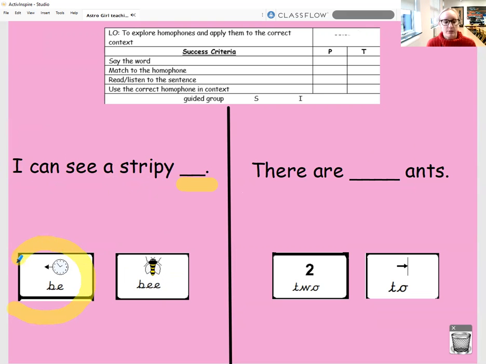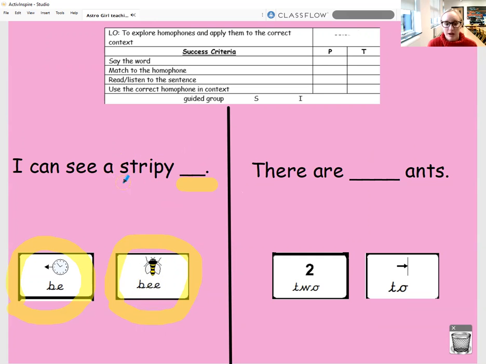Here I've got the verb to be. Or I could use bee as in a buzzy bee, an object. Is it "I can see a stripy verb to be"? Or is it "I can see a stripy insect bee"? Well, I can use the clue that's in my picture that I know that this bee is stripy.